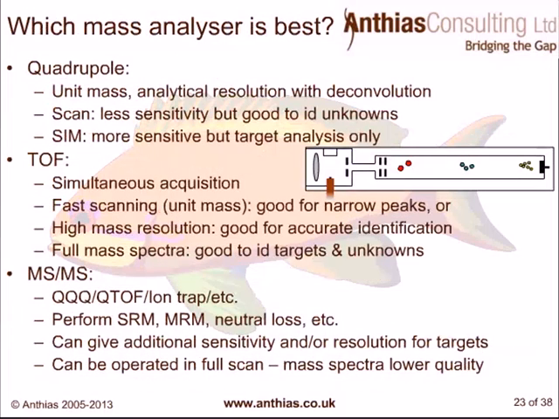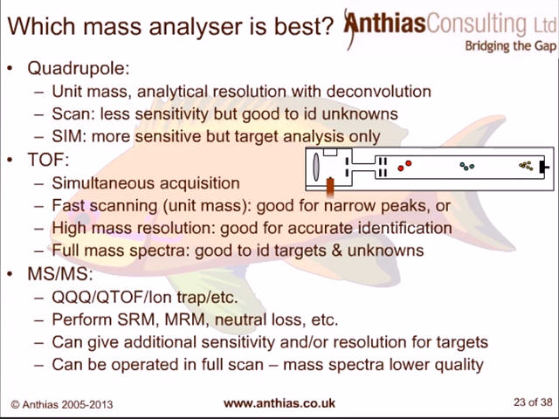Which mass analyzer is best? I've selected a few different mass analyzers here. Quadrupole is generally unit mass, and gives us analytical resolution with deconvolution. If you've got little peaks eluting underneath the matrix peaks, then you can use deconvolution to pull out the mass spectrum of those smaller peaks underneath. Scan mode is less sensitive, but it's good to identify unknowns. But if you are using selected ion monitoring, or SIM, this is much more sensitive, but it can only be used for target analysis.